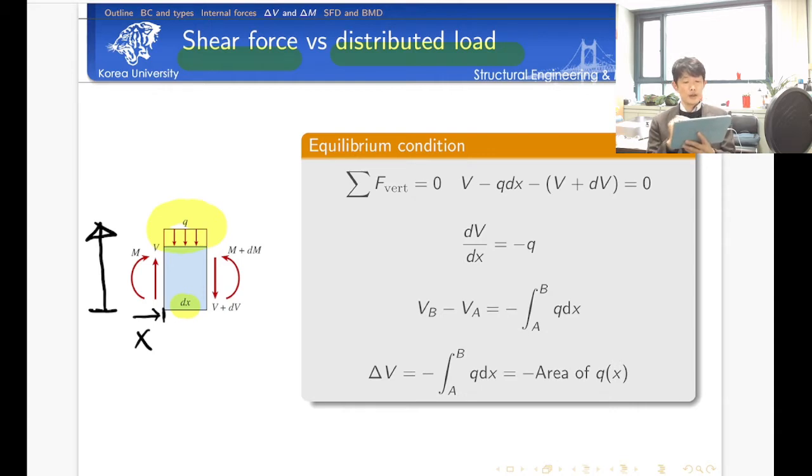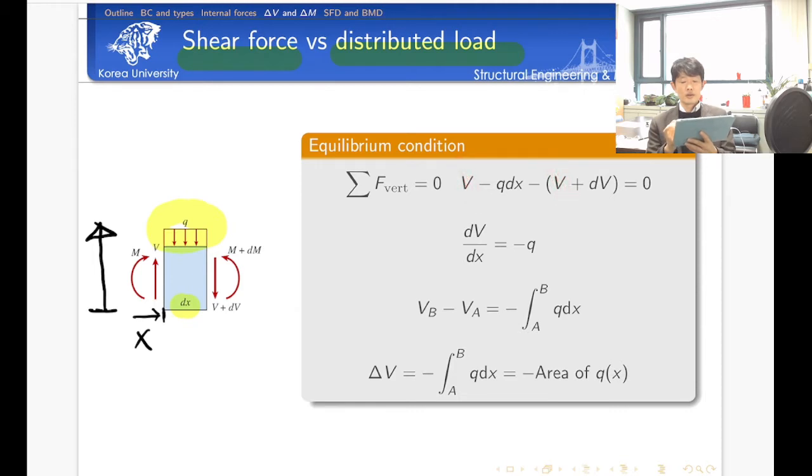Then we have a positive force here, and a positive force, isn't it right? And this one is downward, which means a minus sign. That's why we have V and V plus dV, isn't it? And this is also downward. But the unit of q is force per distance. That's why, to check the force equilibrium, we need to multiply by the length where the distributed force q is applied. That's why we multiply q dx here. You understand? So here the V is cancelled because their signs are opposite.